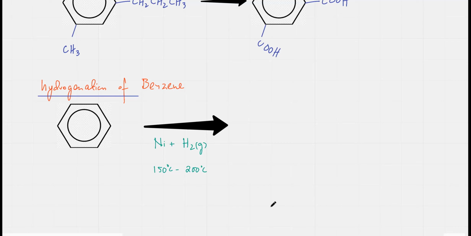cycloalkane. So it's going to have these carbon atoms, but the double bond electron cloud is going to be completely missing. Okay, there's going to be nothing there, except that the hydrogens, each carbon atom would be bonded to four atoms. And it will turn into a cycloalkane. Okay, the double bonds which were delocalized, they would all be gone.